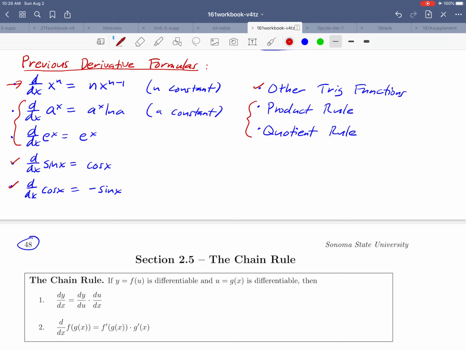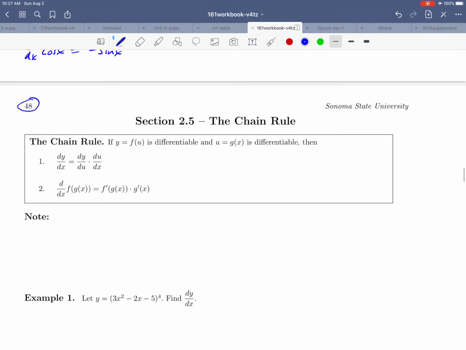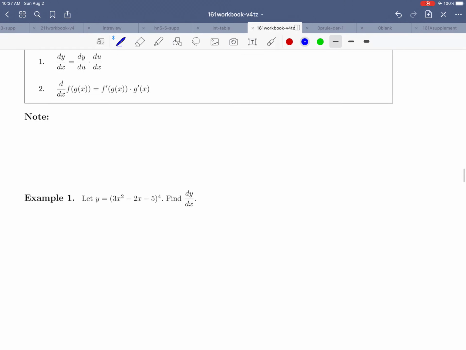So like I said, that's a pretty good list that we already have, but there are a lot of functions, it turns out, that we either can't take the derivative of using these formulas, or where it just wouldn't be practical to use our formulas that we have so far. Let me give you an example of what I mean. So we're going to scroll down here, and take a look at example 1.